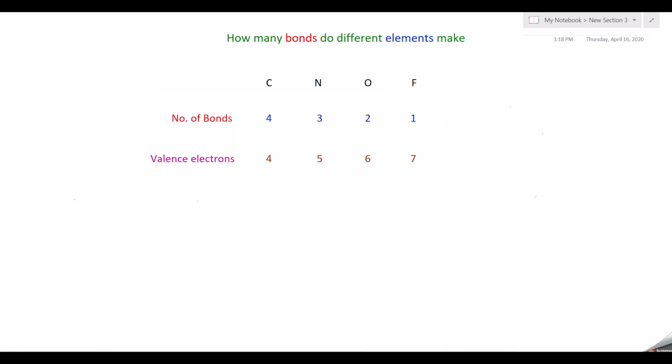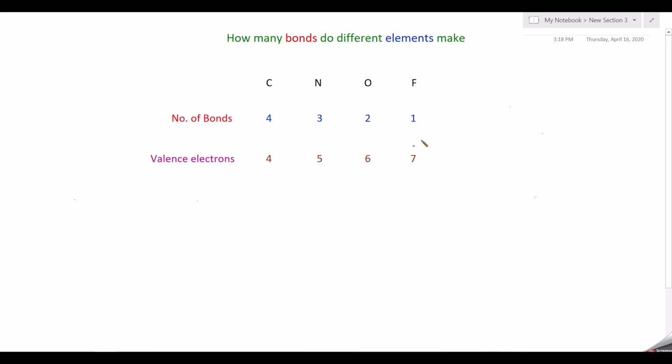Mostly non-metals will go for covalent bond formation. If you see how many bonds different elements make, for example, carbon, nitrogen, oxygen, fluorine: carbon will make 4. The number of bonds carbon will make is equal to 4. Nitrogen 3, oxygen 2, fluorine 1. The valence electrons in the case of carbon are 4, nitrogen 5, oxygen 6, fluorine 7.